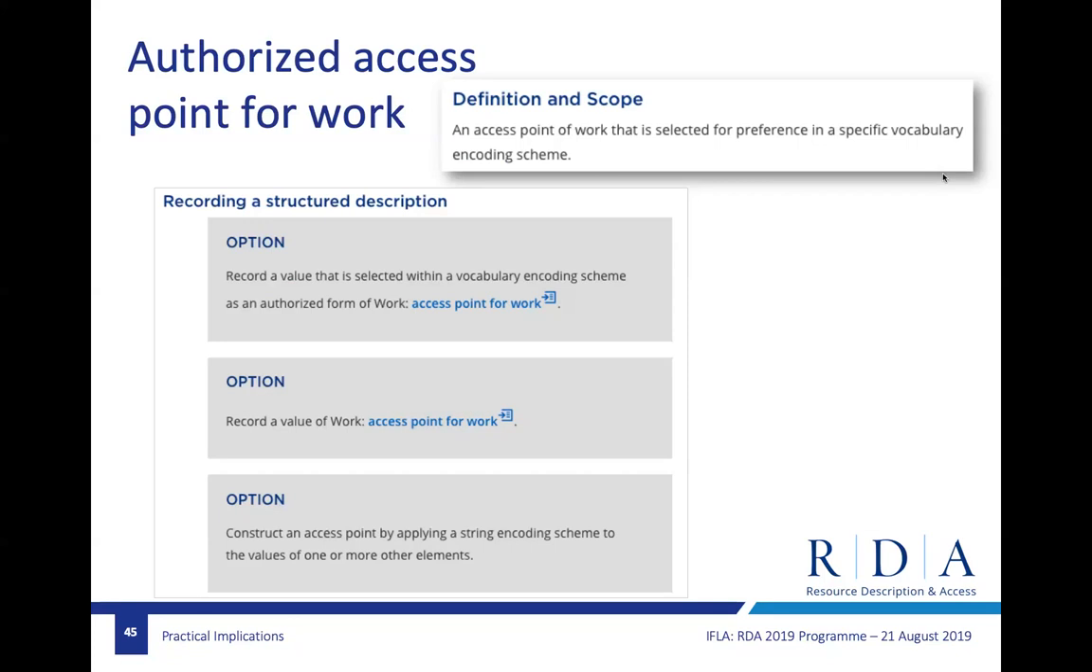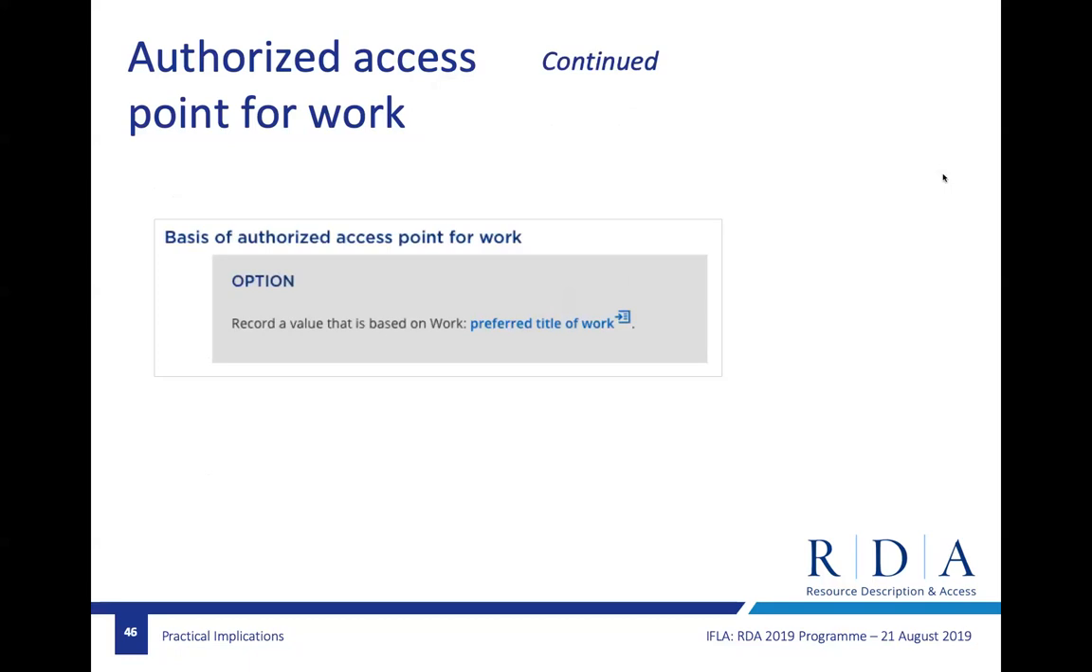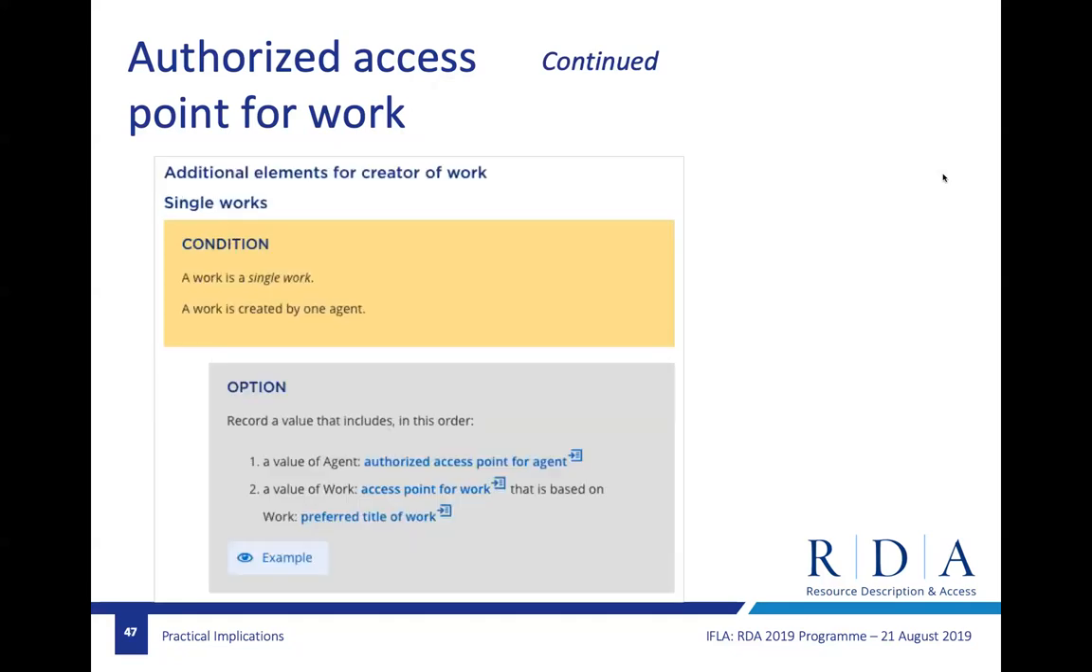So it's just as well I'm not using VIAF. I can record a value of work access point for work, or I can construct an access point by applying the string encoding scheme to the values of one or more elements. That's actually what I need to do because it's not represented in my authority file. I will record a value that's based on work preferred title of work, which is one of the reasons I needed to know that first. And because I have an additional element for single creator, it's a single work created by one agent. Here's why I need to know the authorized access point for the agent and the access point for the work and the preferred title of work, because I'm going to combine those two things together to get my access point, which is Palfrey, John G. (John Gorham), 1972- Bibliotech.